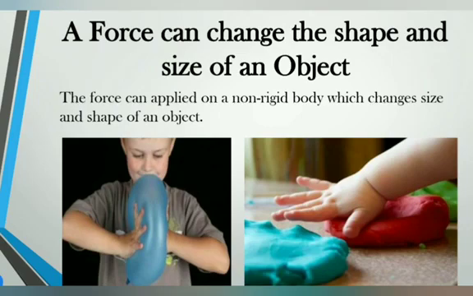The force can move a stationary object. First one, a force can move a stationary object. Second one, a force can stop a moving object. Third one, the speed of a moving object changes by applying force. Fourth one, the direction of a moving object changes by applying force. And the fifth one, a force can change the size and shape of an object. With the help of examples, you can explain in the examination.